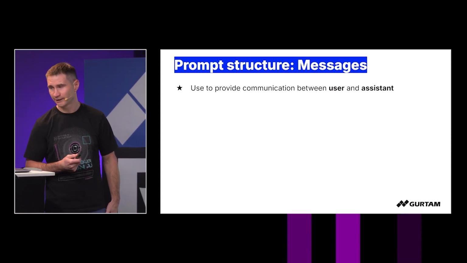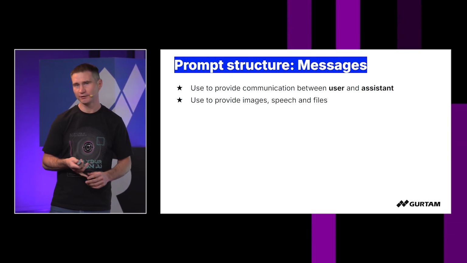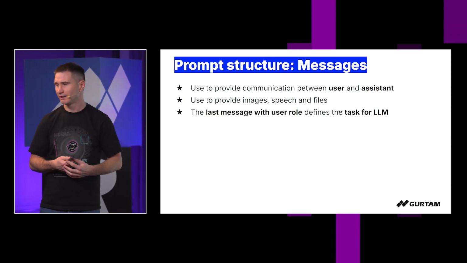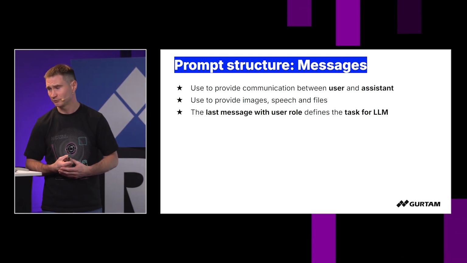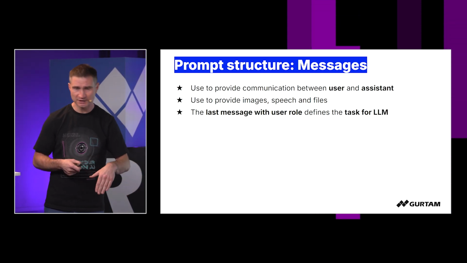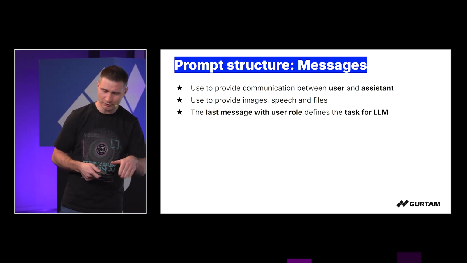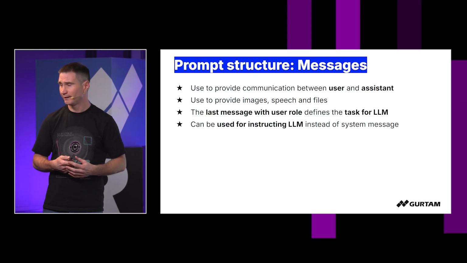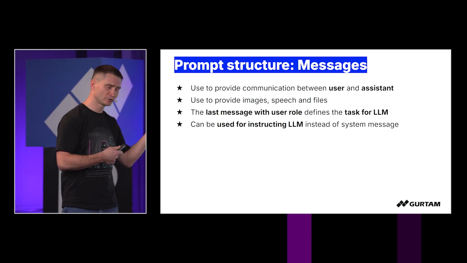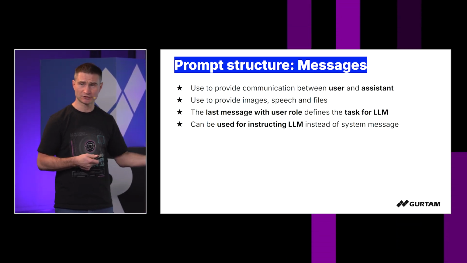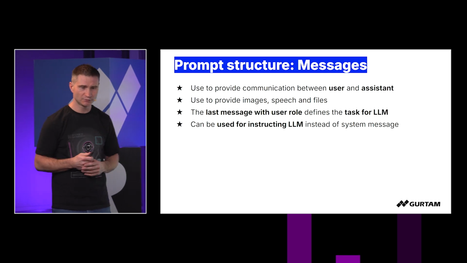In the messages, you use them to provide the communication between user and assistant. This is the only place for now to add image data or speech data for the model, within user messages. You're required to send at least one user message. That's why we are covering them today. The model looks at the very last user message to understand what it needs to do. So the most important message is the last message with the user role, and you can use user messages for everything I just talked about regarding the system message. You do not have to use a system message. You can put everything in a user message, just switch the role.